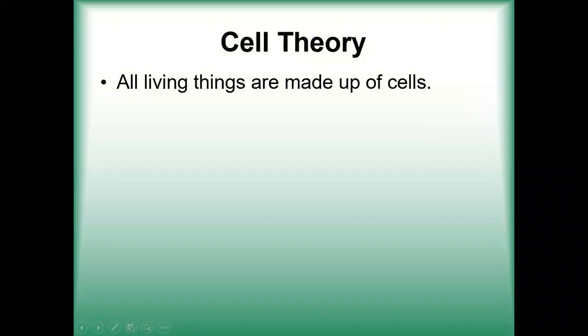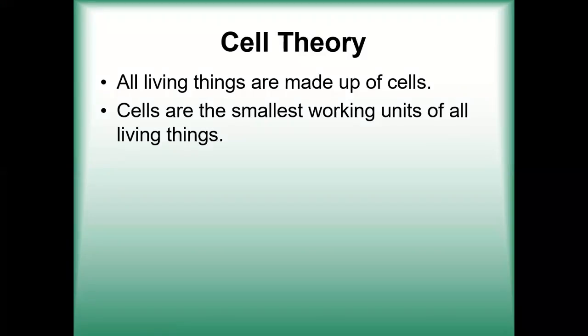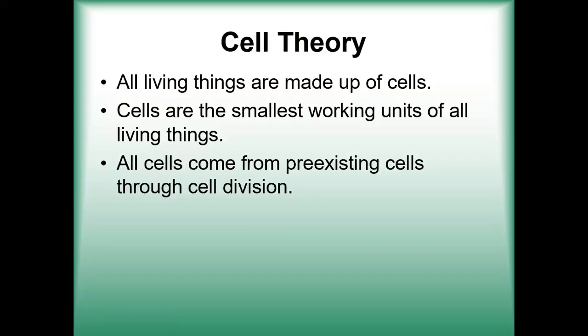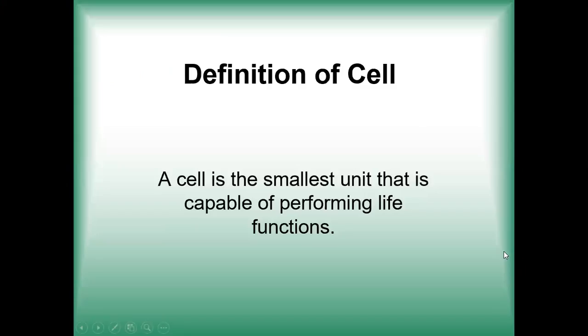The theory about cells is all living things are made of cells. Cells are the smallest working units of all living things. As we said in the last video, it's the smallest unit that can carry out life processes, those 7 characteristics of life. All cells come from pre-existing cells through cell division. So cells don't just magically appear, they have to come from other cells. So those 3 things make up the basics of cell theory.